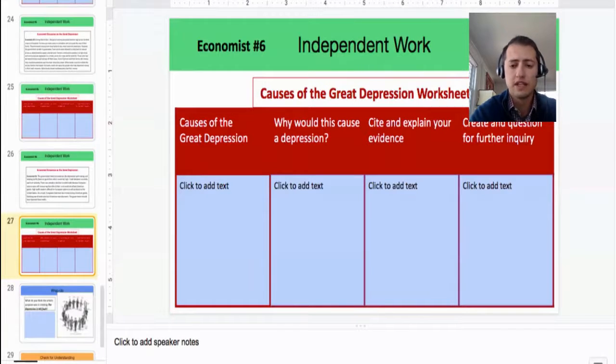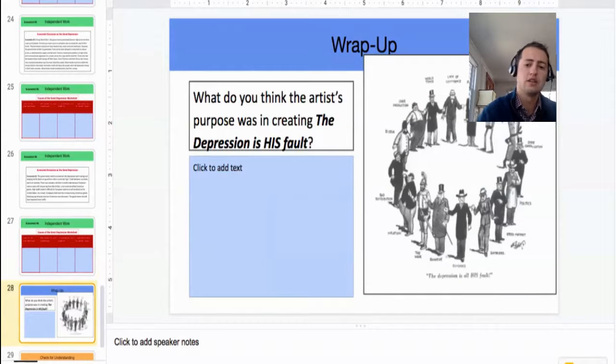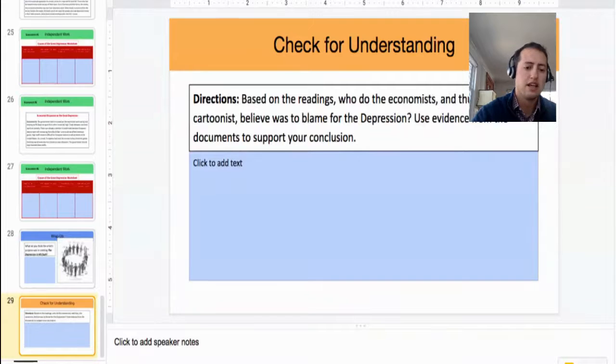Once you have given time for students to do that, or you've had them do it on their own for homework or in an asynchronous lesson, you're at the wrap up of the lesson. So here, you quickly revisit the political cartoon. This is meant to be a discussion. So what do you think the artist's purpose was in creating the Depression is His Fault cartoon? It's meant to be a discussion between kids, but you are also welcome to have them answer the question in the blue box.